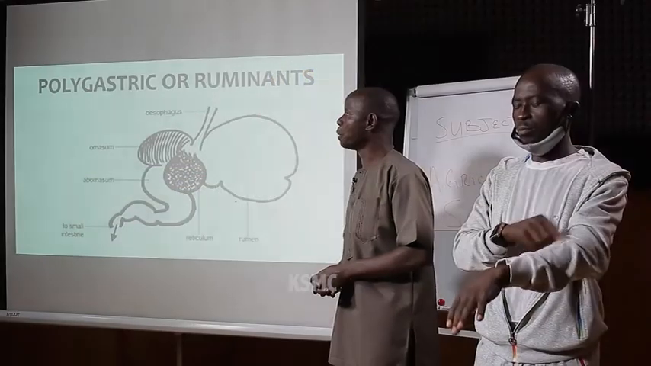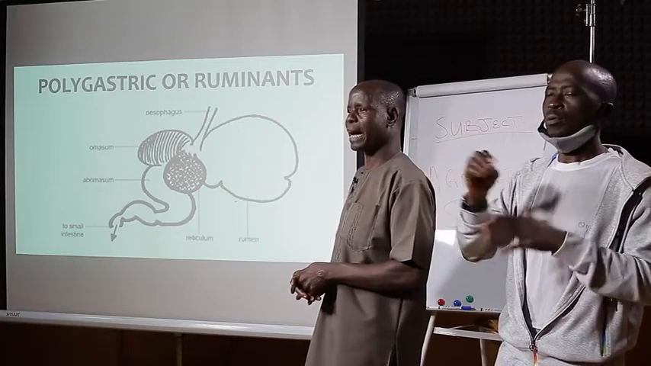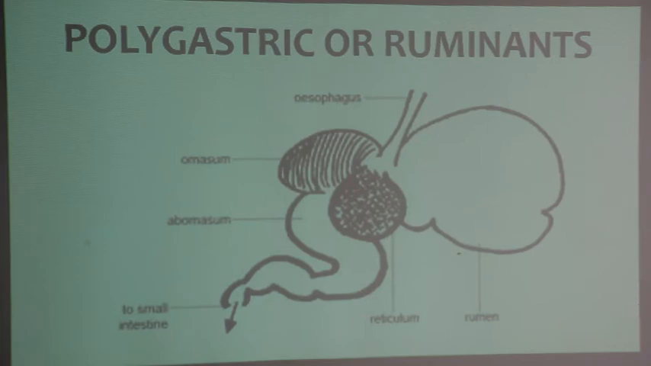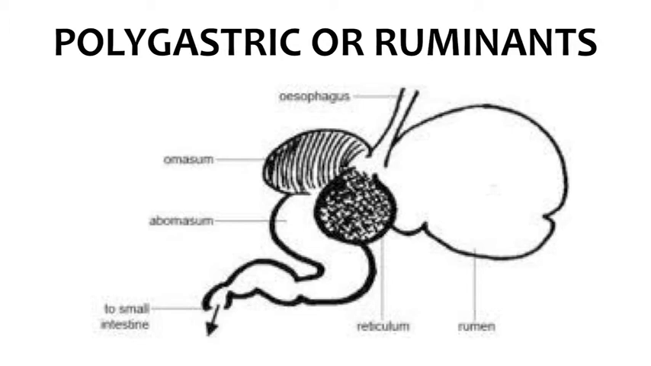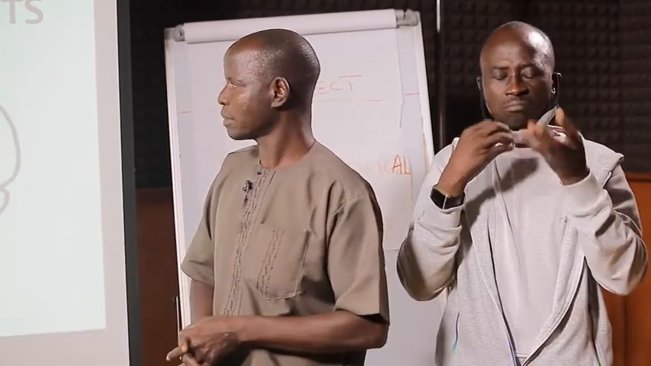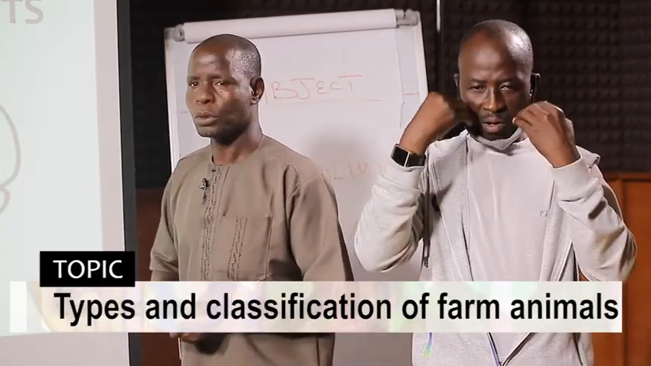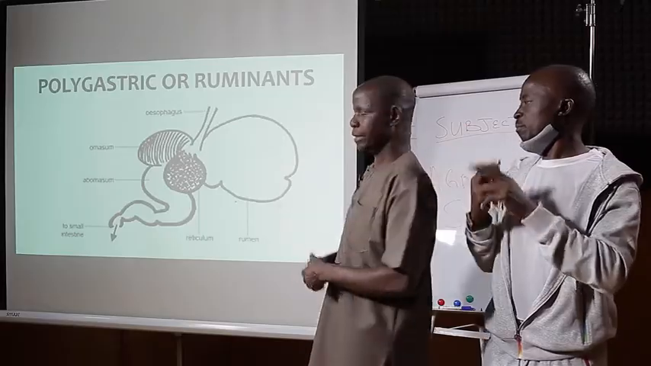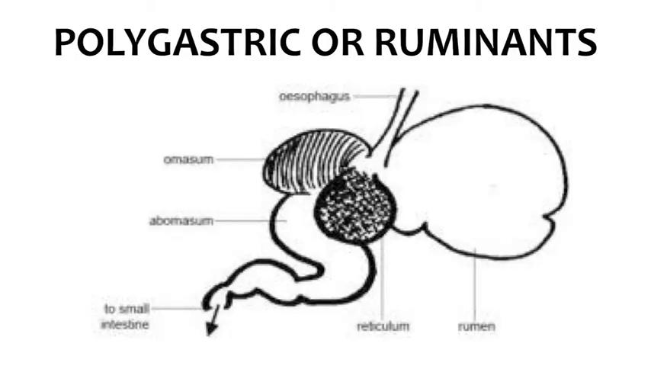Now, the polygastric or ruminant animals. As it is seen here in the diagram, you can see the esophagus. For example, cattle will just grab the grasses and swallow directly with little or minimal chewing. The food will go through the esophagus to a projected stomach known as the rumen. At the rumen, the food is just stored there throughout the day.